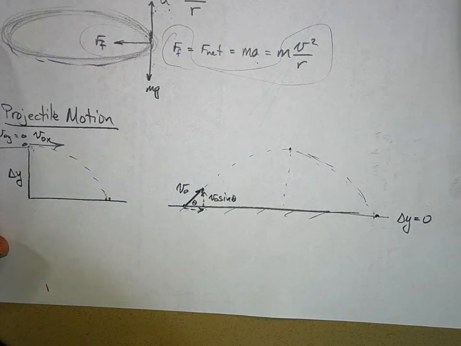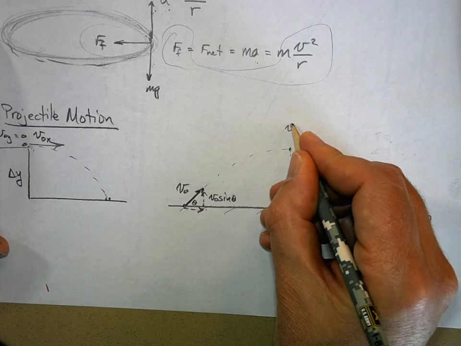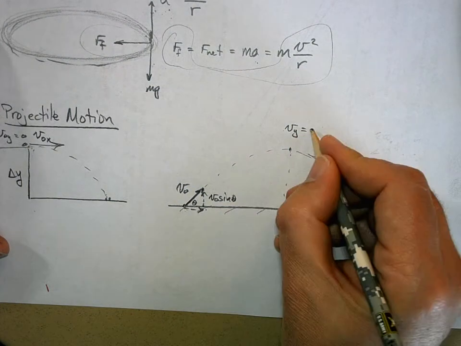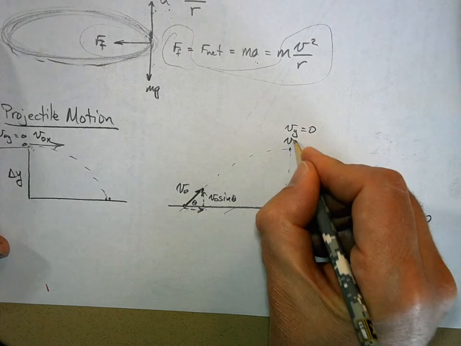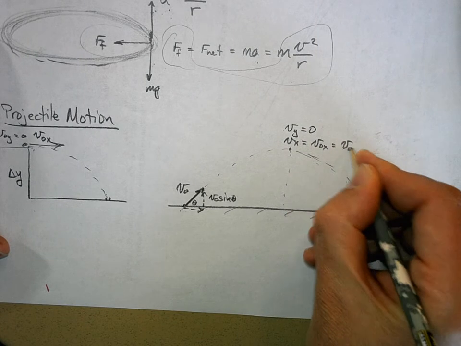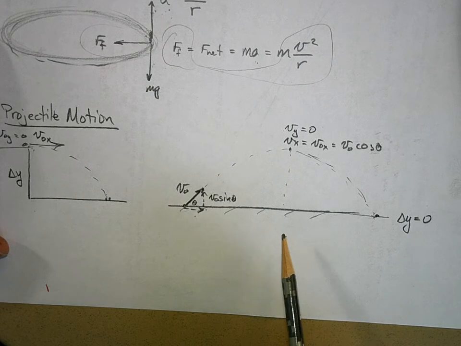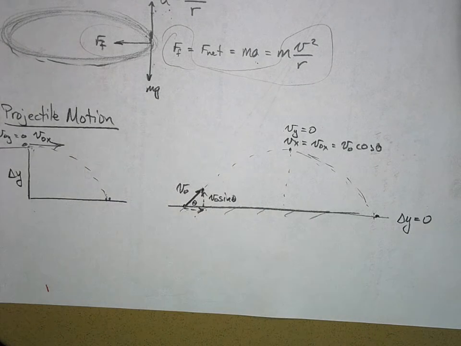What is v in the y direction at our maximum height? It's 0. What is the velocity in the x? Well, it's v naught x. It's just v naught cosine theta, right? Because it's a constant. The velocity in the x direction when you have a projectile is constant. Why is it constant for a projectile? Because there's no acceleration. All the acceleration is due to gravity, and that's straight down.